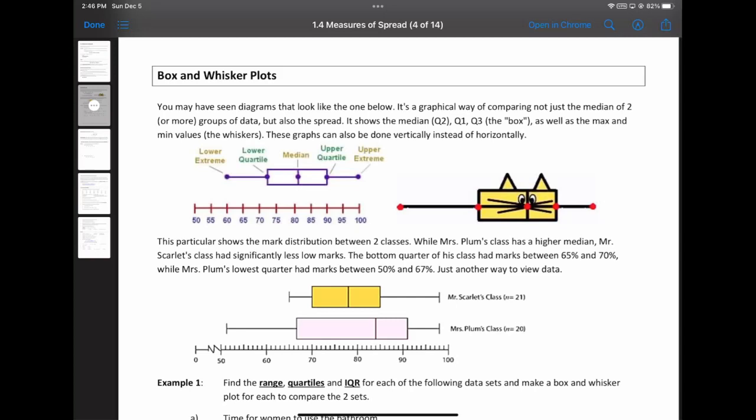Mr. Scarlett's worst student is better than Mrs. Plum's worst student. He's got a much higher minimum than she does. However, she has a much higher median than he does. So there's a whole bunch of information that I think you can get off of just reading those 2 box and whisker plots and comparing them to each other.